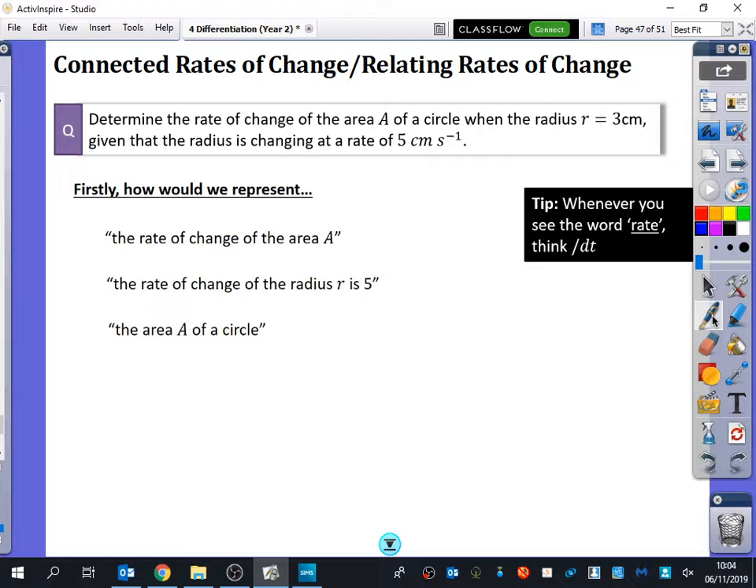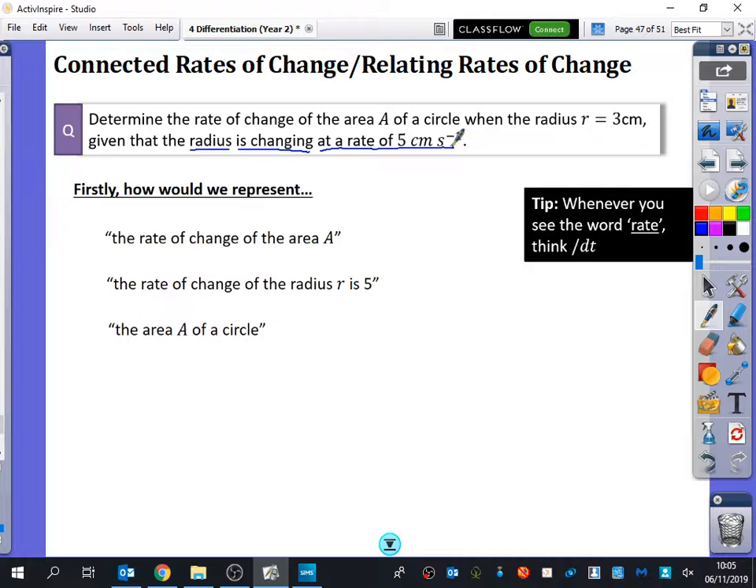That all sounds very, very abstract, so let's try and break down what's actually happening here. We're talking about a circle whose radius is changing at a rate of 5 centimetres per second. Just think for a moment, what is actually happening to that circle? What would that circle look like if its radius is changing at a rate of 5 centimetres per second? I've just seen Hamza going with his arms, making a bigger circle, which is exactly what's happening.